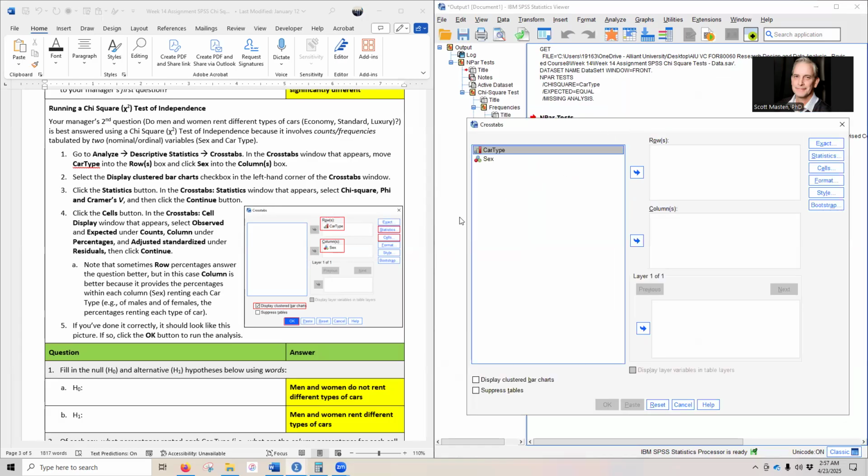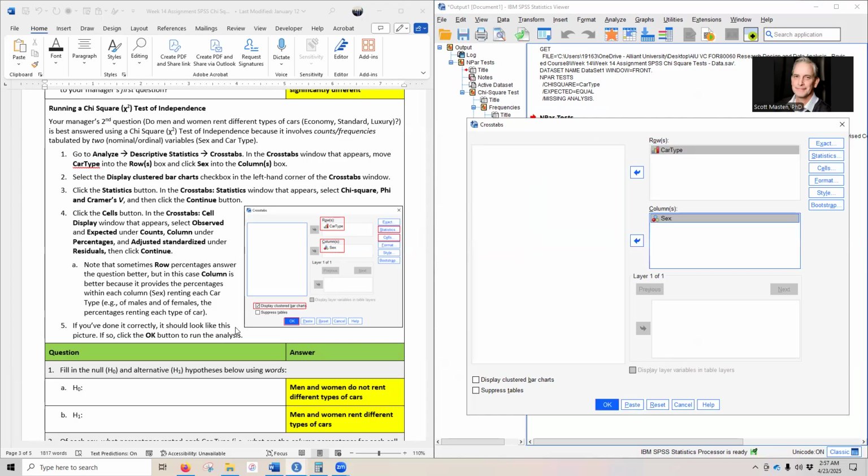So analyze, descriptives, crosstabs. You get in here, you need to pick what's going in the row and what's going in the column, and I pretty much tell you here. So move car type to the row box and sex to the columns box. So it matches your APA write-up, by the way. So it's easier to write up is sort of the thought. Then click display clustered bar charts.